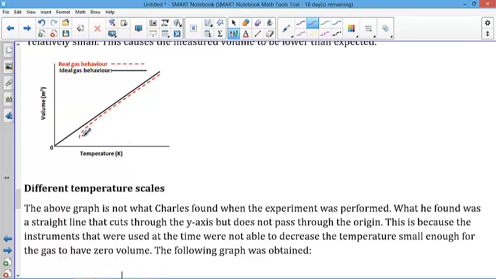And that would be because the particles move very slow, the intermolecular forces start to act between the molecules, and that's causing them to have a lower volume than expected.